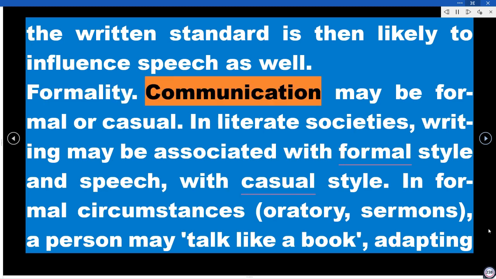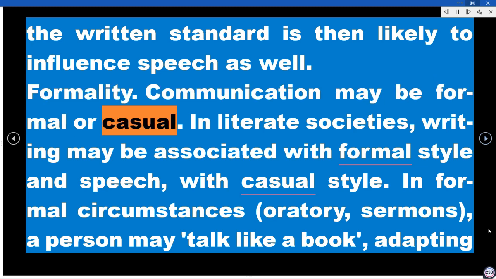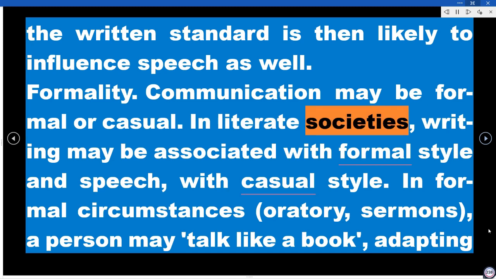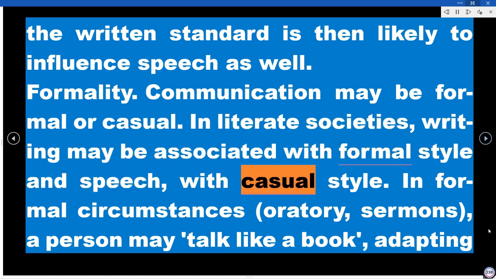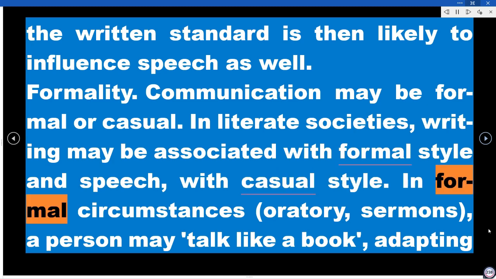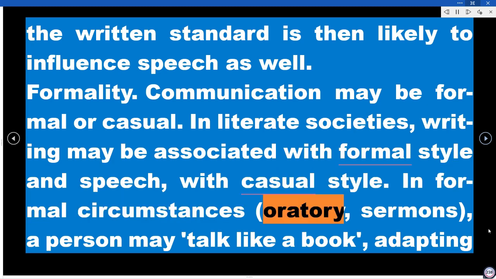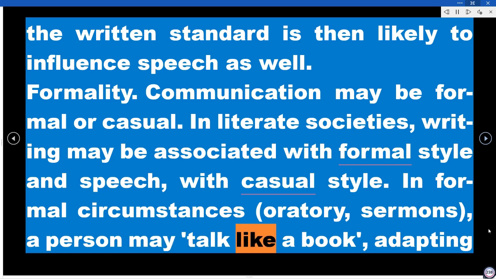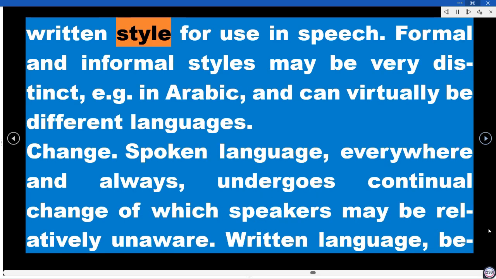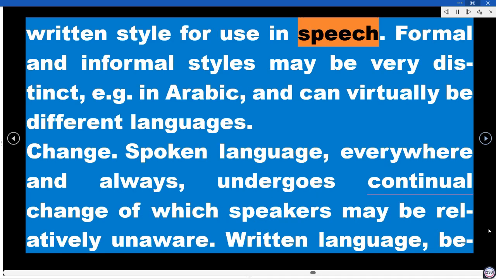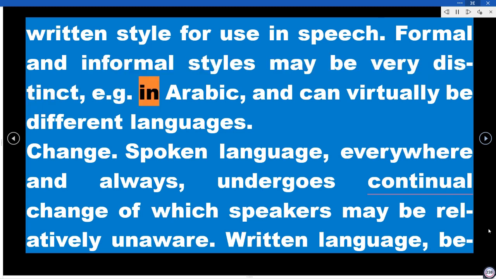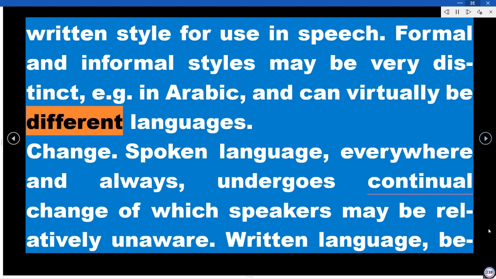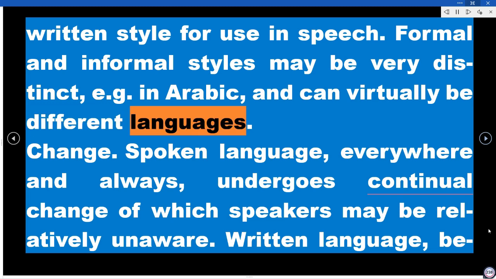Formality. Communication may be formal or casual. In literate societies, writing may be associated with formal style and speech with casual style. In formal circumstances, oratory, sermons, a person may talk like a book, adapting written style for use in speech. Formal and informal styles may be very distinct, for example in Arabic, and can virtually be different languages.